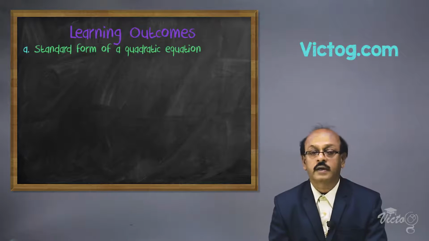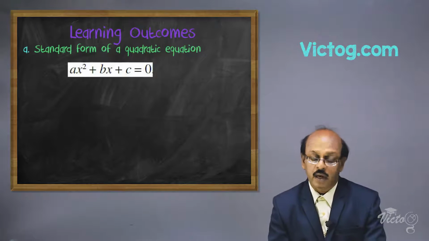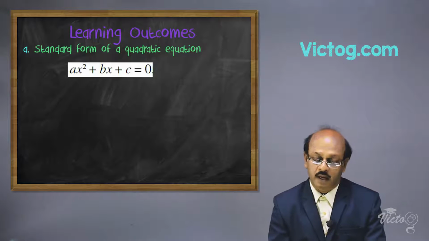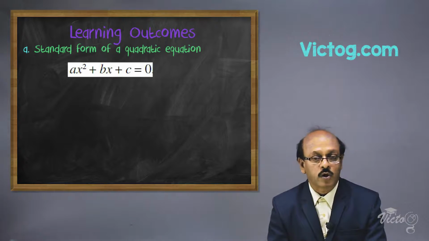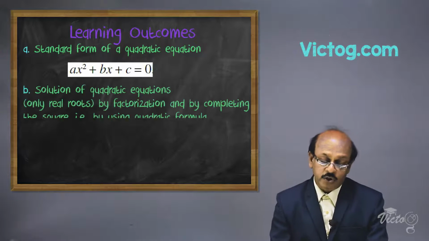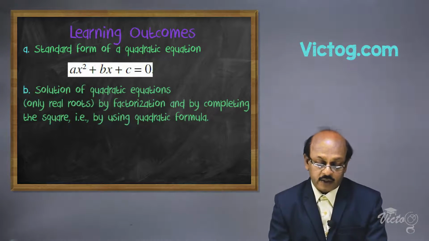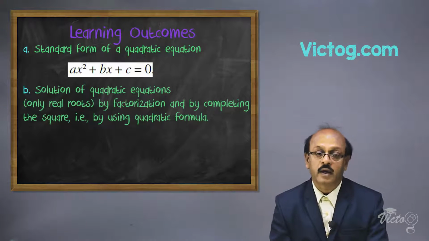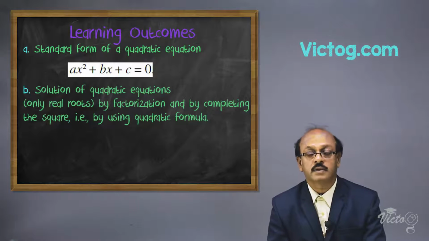Standard form of a quadratic equation. I have already mentioned ax square plus bx plus c is equal to 0, a should not be equal to 0. That is the standard form of a quadratic equation. Then solution of quadratic equation by factorization, then completing the square and using quadratic formula. There are three important methods.